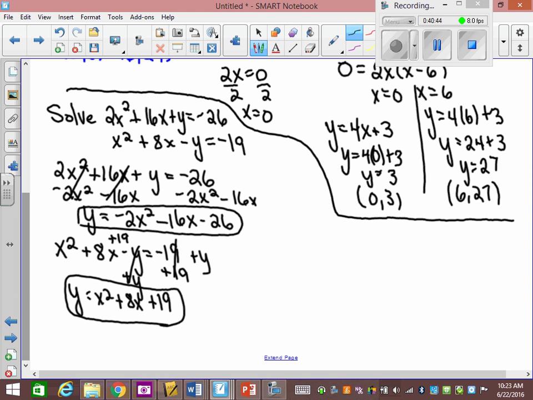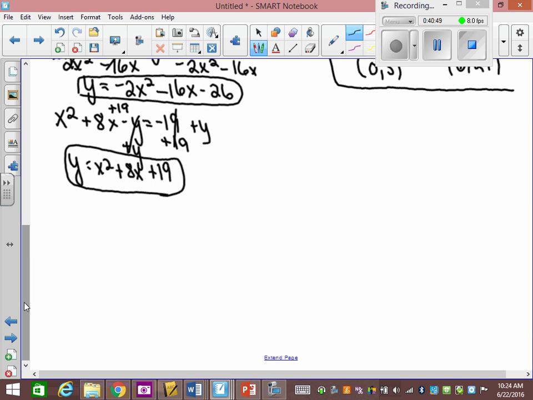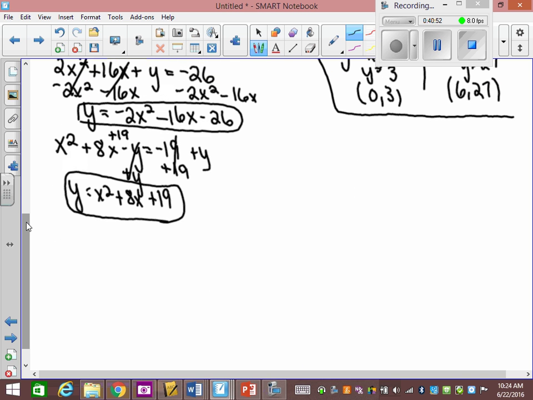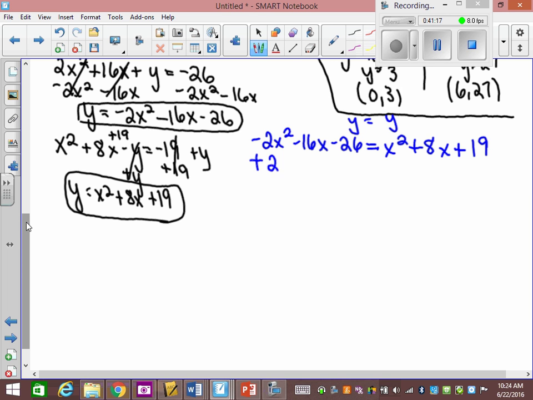Now I have them in y equals, so I can set them equal to each other. So, negative 2x squared minus 16x minus 26, because y equals y, right? Equals x squared plus 8x plus 19. I personally like dealing with x squareds as positives first. So I'm going to move this to this side. It's easier to factor with a positive than it is with a negative.